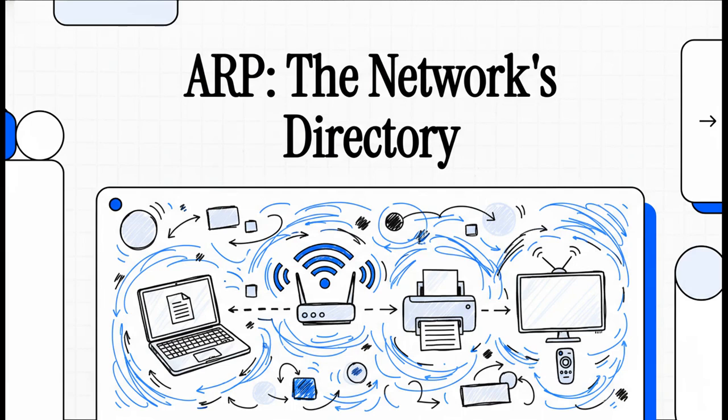You ever stop and think about how your Wi-Fi actually works? I mean, really think about it. You've got your laptop, your phone, a printer, a smart TV, all in the same room. How does your laptop know to send a print job to the printer and not your TV by mistake? It feels like magic, right? Well, it's not. It's all thanks to this silent, super busy little protocol that's basically the network's own private phone book. Let's get into it.